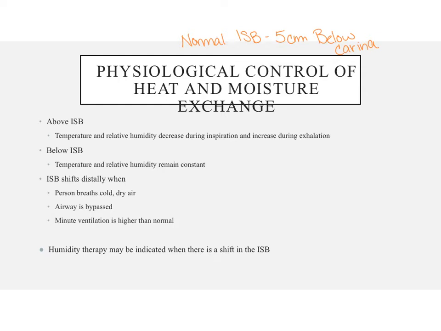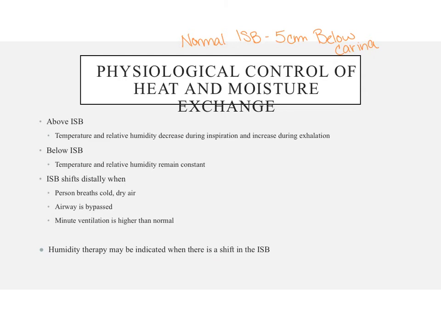Below the isothermic boundary, the temperature and relative humidity will remain constant. There's nothing that is going to add to humidity. There's not as much vasculature. All the conditions are where they need to be in the lungs. So below the isothermic boundary, the air is where it needs to be. Now, this is under normal conditions. This is just normal inhalation, exhalation as we're breathing now. These are normal conditions. This is before we do anything that will shift the ISB.